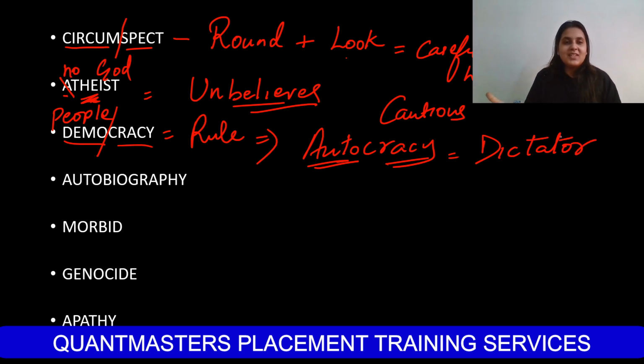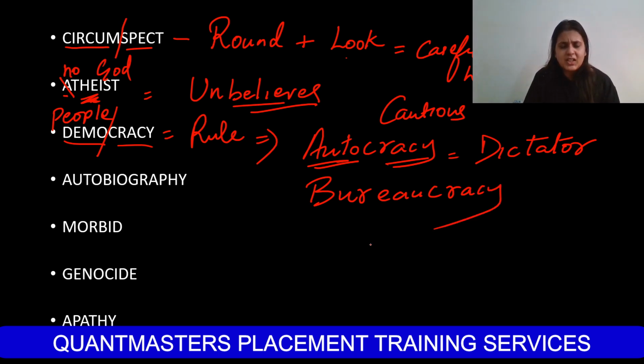Correct. Autocracy becomes dictatorship. Democracy becomes rule of people. What is bureaucracy? Come on, let's see bureaucracy. You would have come across this word very frequently in various newspapers. Bureaucracy. What is a bureau?